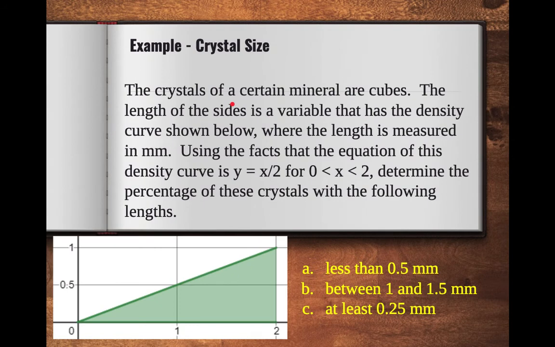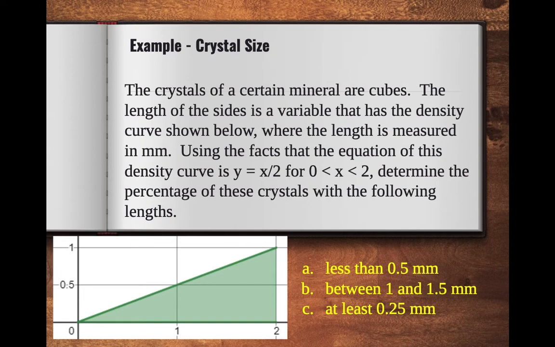So let's look at a simple example of doing this. Here, crystals of a certain mineral are cubes. Length of the sides is a variable, has a density curve shown below. The density curve is the equation y equals x over 2, as long as x is between 0 and 2.